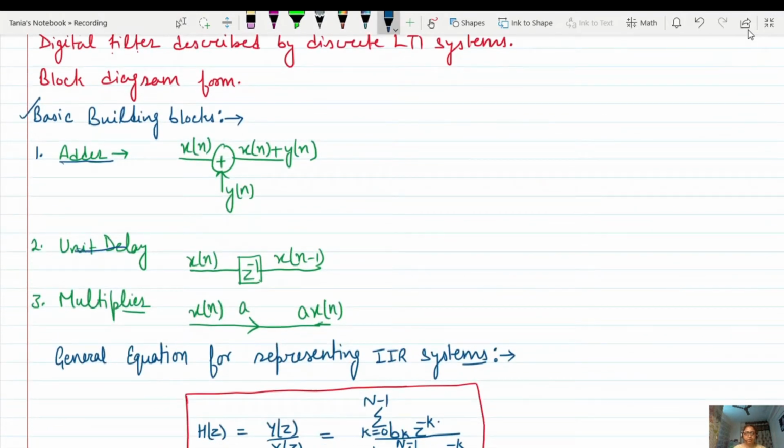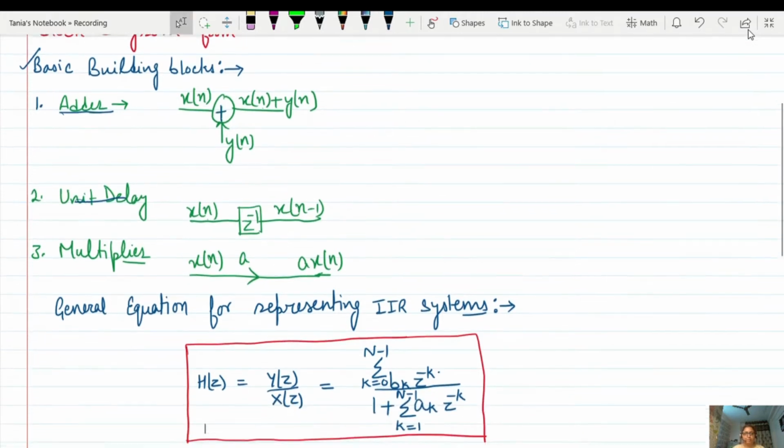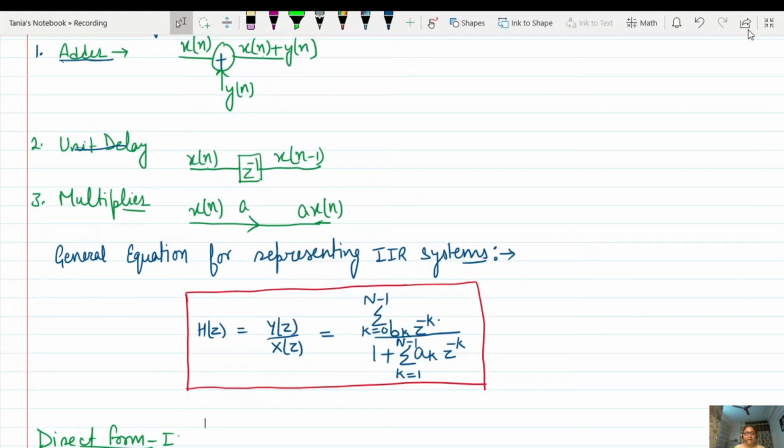In the adder, we put the adder between two signals and we get at the output x of n plus y of n. For the unit delay element, whenever we provide x of n to the unit delay element, we get at the output x of n minus 1. Then we have a multiplier. If we want to multiply with some constant, then we get a times x of n. These are the three basic building blocks for representing our digital IIR system.